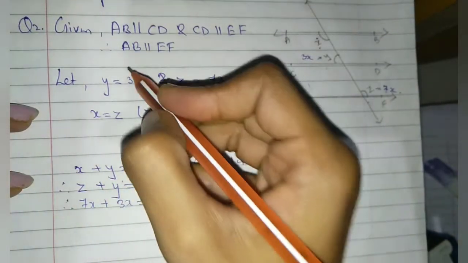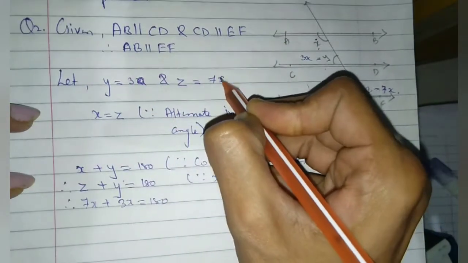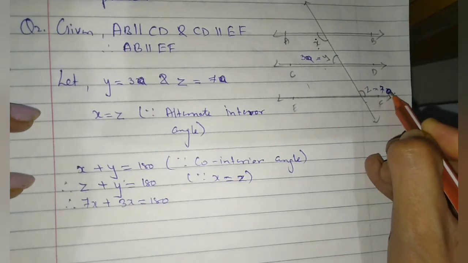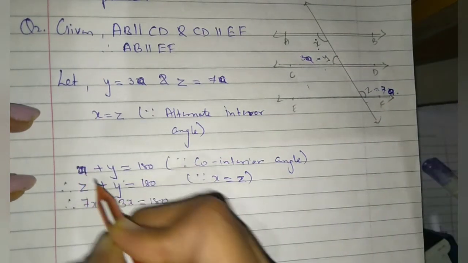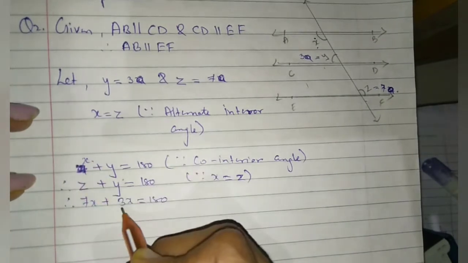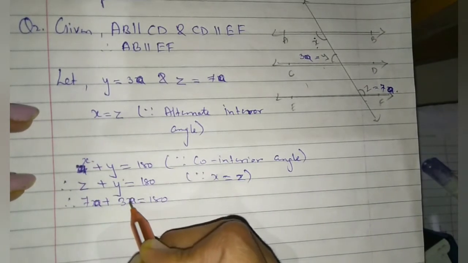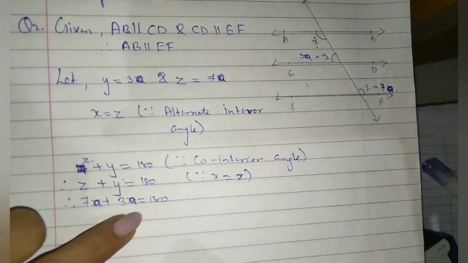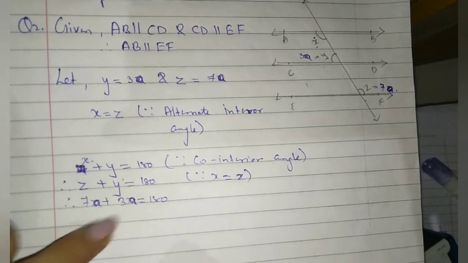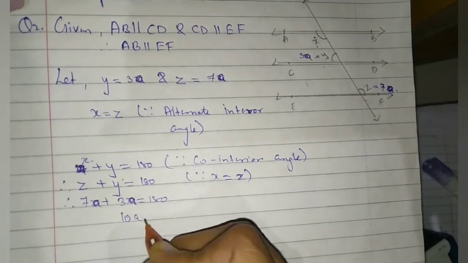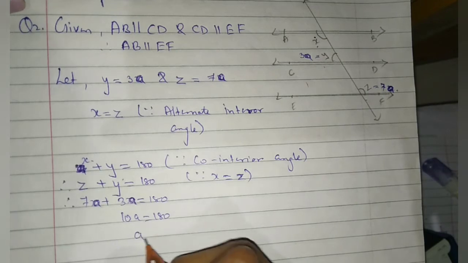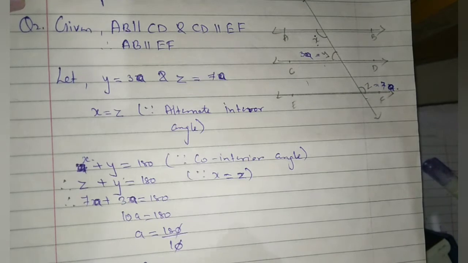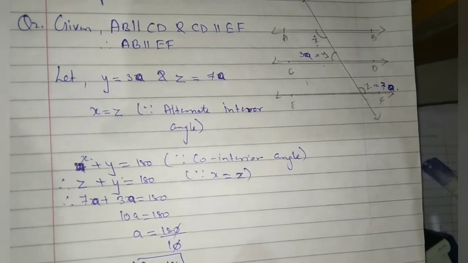Here x becomes the same, so I am taking a variable a. You can take any variable; because it is confusing, I am taking a here. So here it is x only, this is a and a. Now 7a plus 3a equal to 180. 7 plus 3 is 10a equal to 180. So a equal to 180 upon 10. So zero cancels, a equal to 18. Now a is equal to 18.